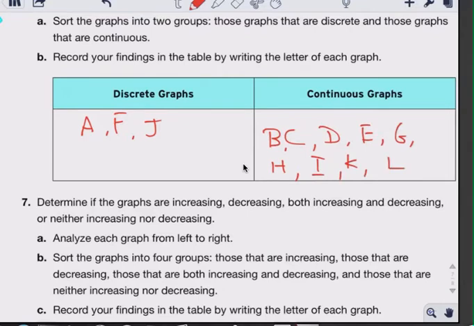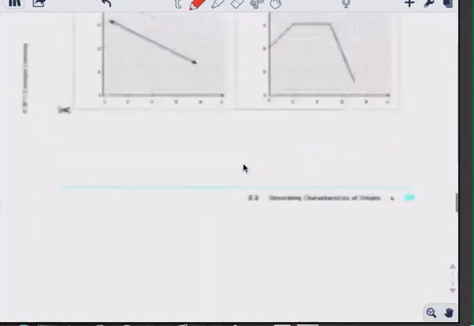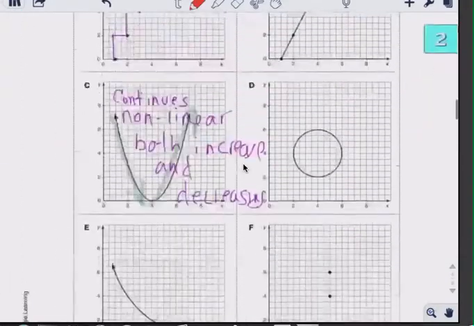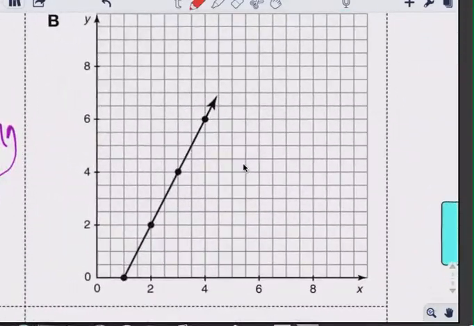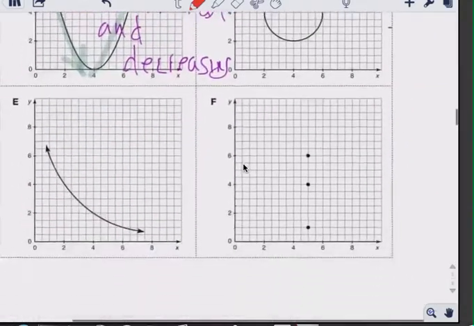Okay, who disagrees? Yes. What is B is not discrete? B is continuous because the lines are connected. The dots are connected. This is, no, I'm sorry, this is continuous. B is continuous because there's a line connecting the dots. Okay? You understand?